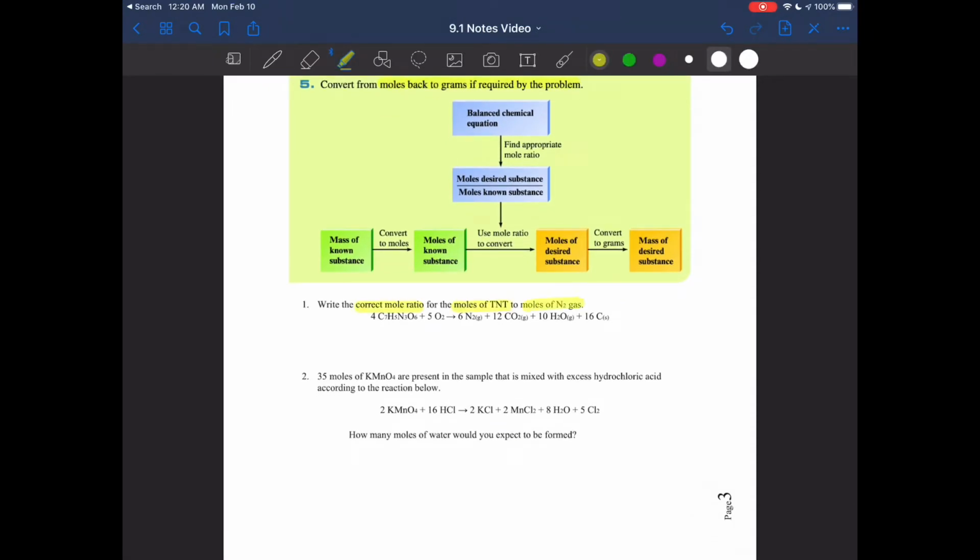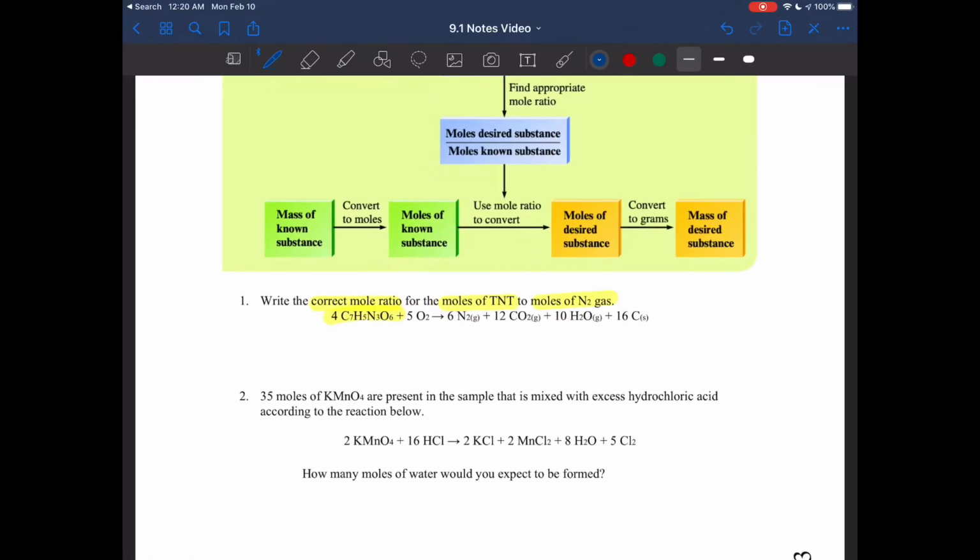So let's look at this first problem here. Write the correct mole ratio for the moles of TNT to moles of N2 gas. Now TNT is that really complicated first highlighted molecule there. It looks like the coefficient is 4, so 4 moles of TNT, and then for N2, 6 moles of N2 gas. That is our mole ratio.